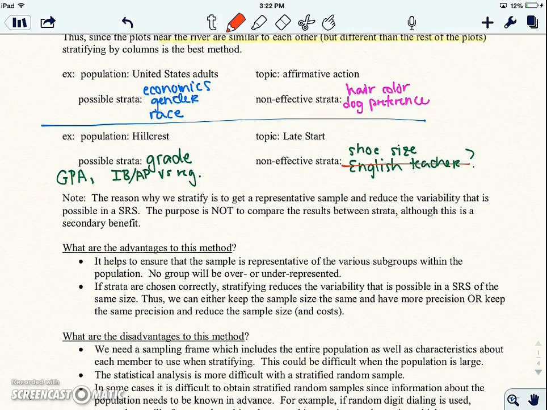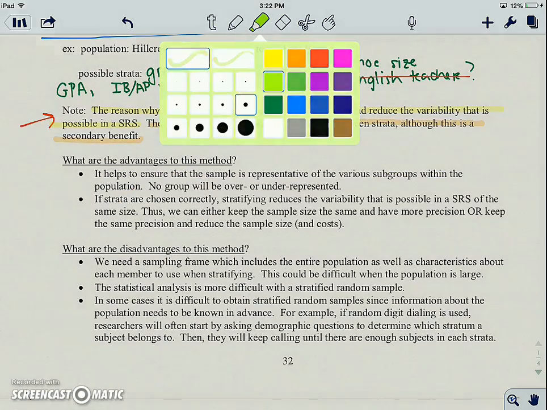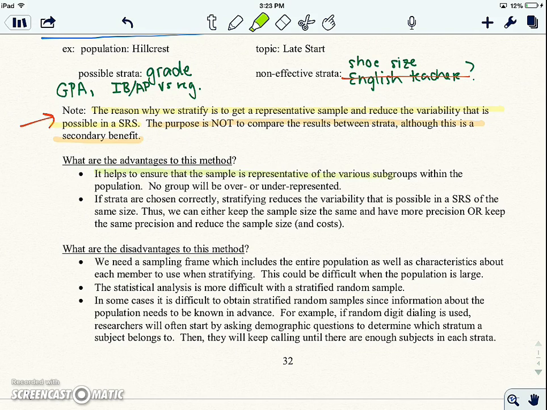Okay, note. The reason why we stratify is to get a representative sample and reduce variability that is possible in a simple random sample. Okay, the purpose is not to compare the results between strata, although often we can. That's a secondary benefit. Okay, what are the advantages to this method? It helps to ensure that the sample is representative of the various subgroups within the population and that no groups are over or underrepresented. If strata are chosen correctly, keyword chosen correctly, stratifying reduces variability of a simple random sample of the same size.